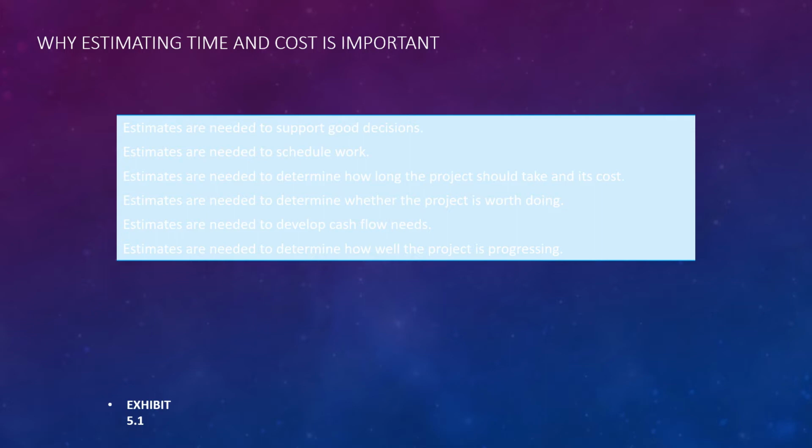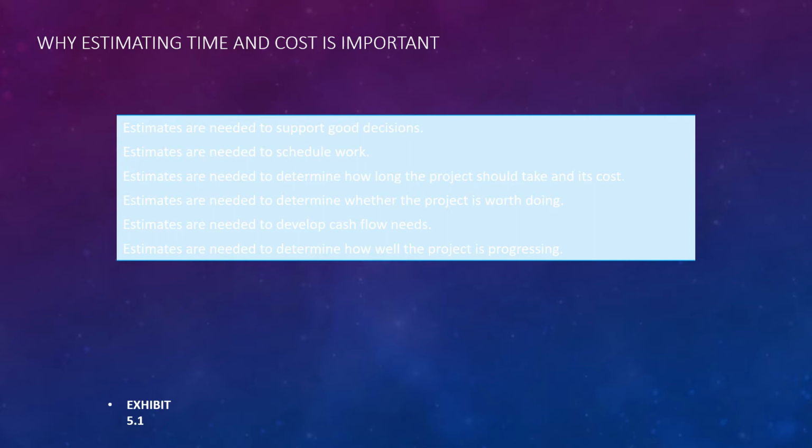So why is estimating time and cost important? Estimates are needed to support good decisions. Estimates are needed to schedule work. Estimates are needed to determine how long the project should take and its cost. Estimates are needed to determine whether the project is worth doing. They're needed to develop cash flows, and they're needed to determine how well the project is progressing.